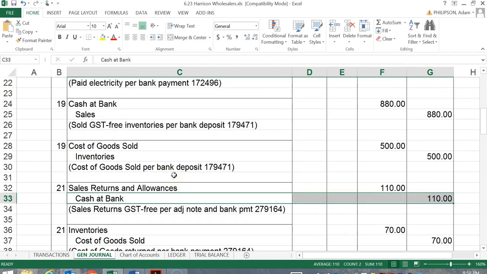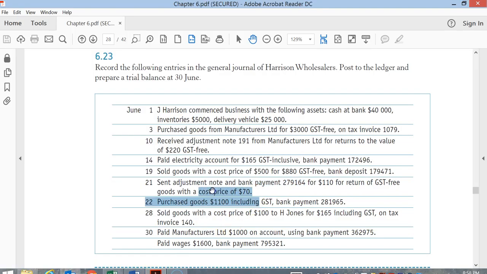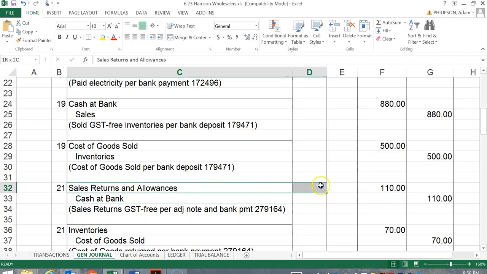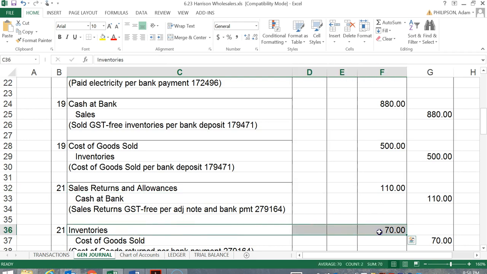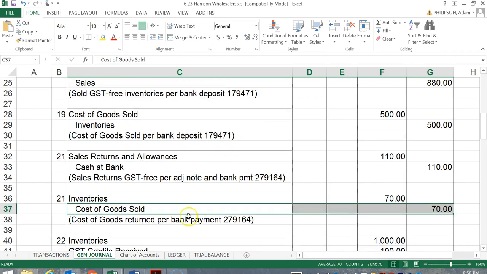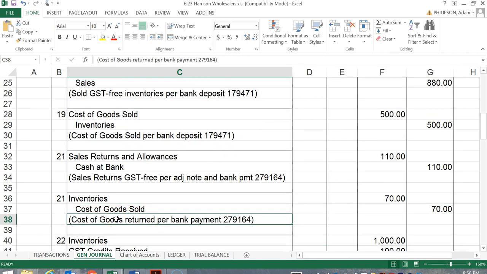And we keep going as well. Our inventories: the transaction says the cost of those inventories that they've returned was $70. So we're going to take that amount back out of our cost of goods sold and put it back into the inventories account. We do that by debiting inventories, increasing inventories again, and decreasing our cost of goods sold expense account by crediting it. Narration using the details we've been given, and we go on to the next transaction.